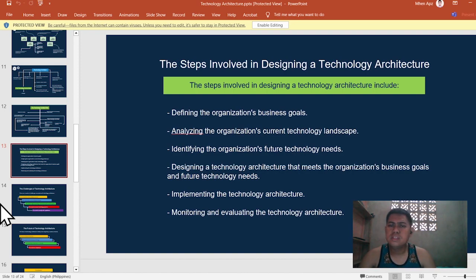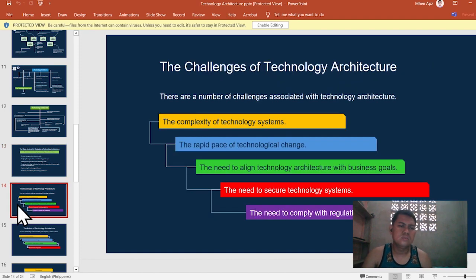Steps involved in designing a technology architecture include defining the organization's business goals, analyzing the organization's current technology landscape, identifying the organization's future needs, designing the technology architecture that meets the organization's business goals and future technology needs, implementing the technology architecture, monitoring and evaluating the technology architecture. So we have also the challenges of technology architecture.